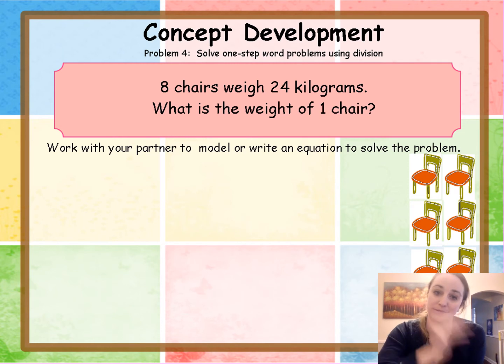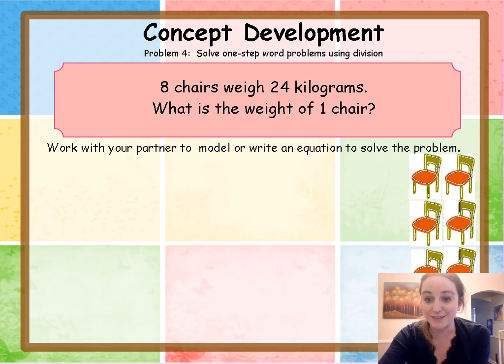In this equation, we have 8 groups, because we have 8 chairs. 24 is the total. We are looking for the amount of each, or the size of each. So we can think here 24 kilograms divided by 8. Now, in order to solve this, we have some drawing strategies, such as drawing a tape diagram or drawing an array. Another way we can solve it is by skip counting. We're going to practice the skip counting ones today because it's the most efficient strategy.